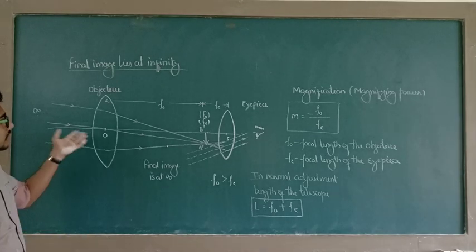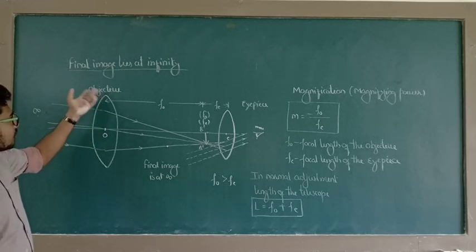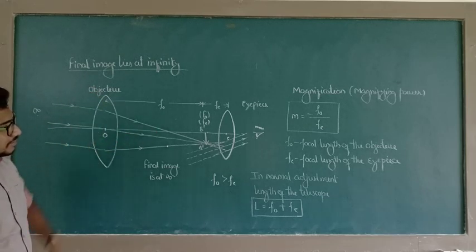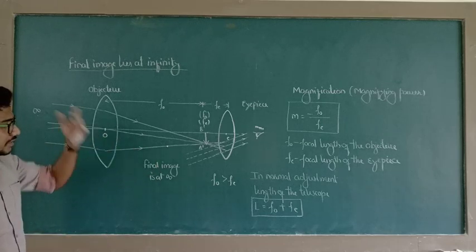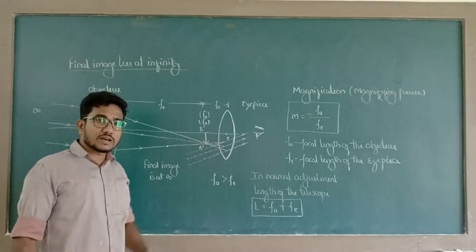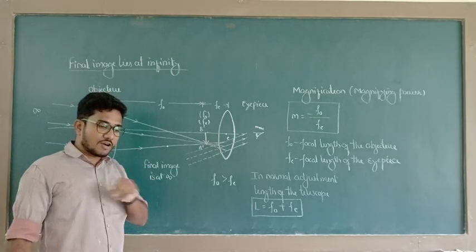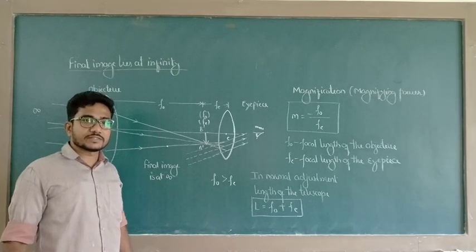By simply observing this ray diagram, clearly the size of the objective lens is greater than the size of the eyepiece, and on the basis of that we can say the focal length of the objective is greater than the focal length of the eyepiece. But in the case of a compound microscope, the focal length of the objective is less than the focal length of the eyepiece.